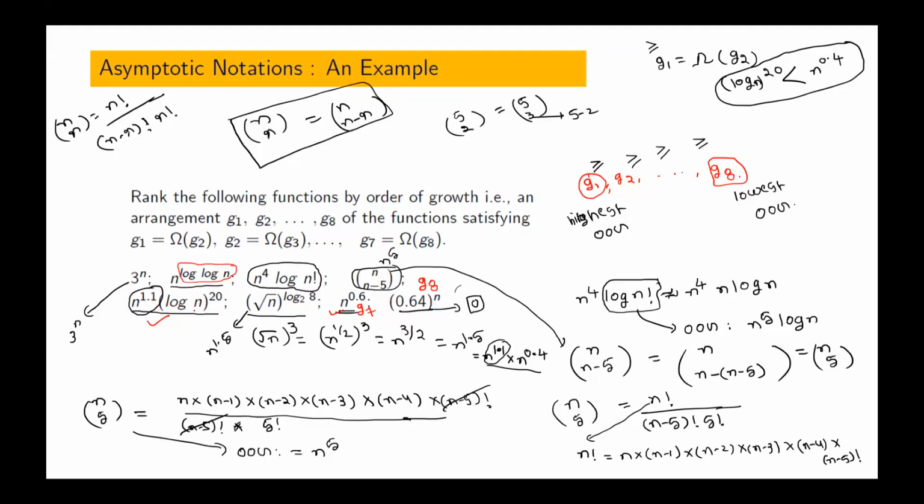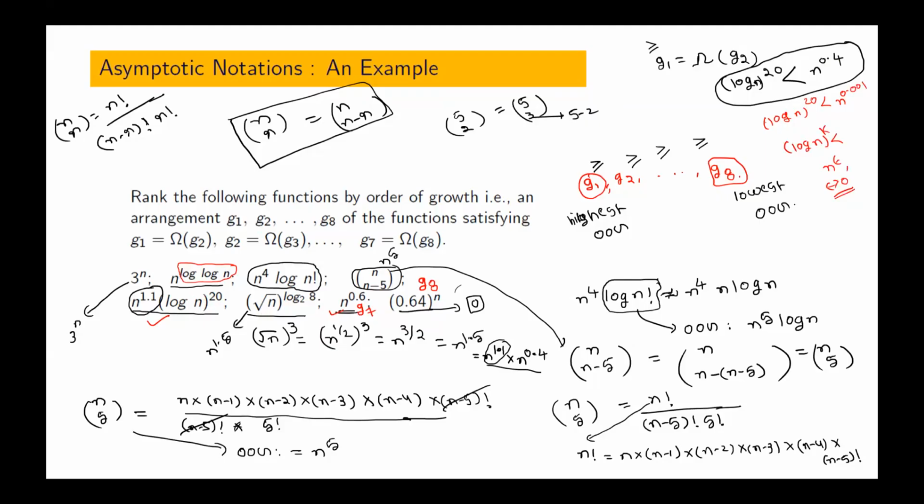But n to the power 1.1 multiplied by log n to the power 20 is also there, which is equivalent to n to the power 0.4. No, log n power 20 is less than n power 0.4. Not only that, log n power 20, as we already discussed, is less than n power 0.00001 also. We have already seen log n power k is always strictly lower than n power epsilon for any epsilon greater than 0. So this is G6.